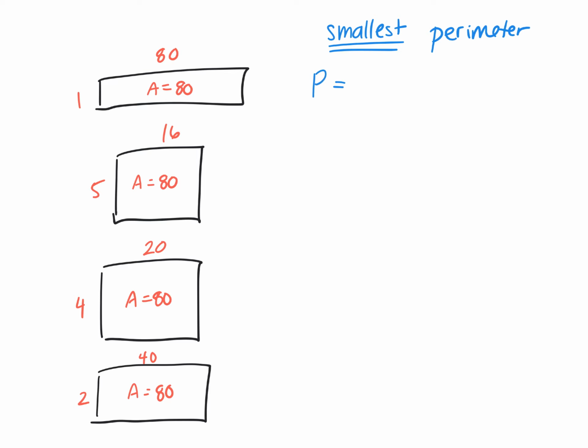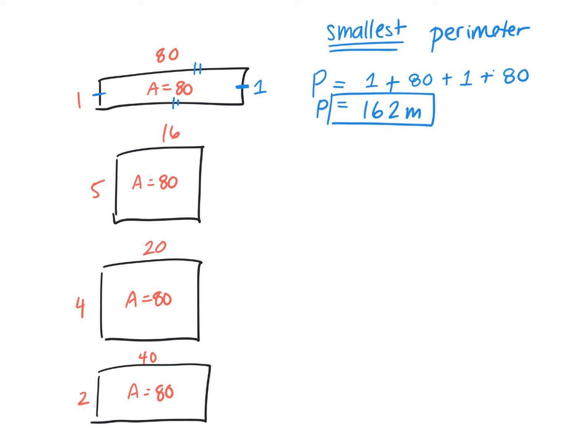So for the first one, I'll do it for you, and you're going to do the rest. We're going to take 1 plus 80 plus, what would this side be? 1. And then the bottom, this side would be 80. So what's the perimeter for the first possible classroom? 1 plus 80 plus 1 plus 80 equals 162, and we're working with meters. So the perimeter of the first one is 162.